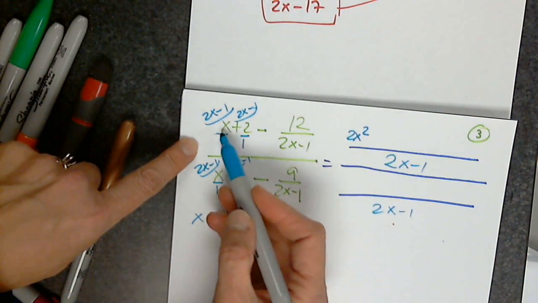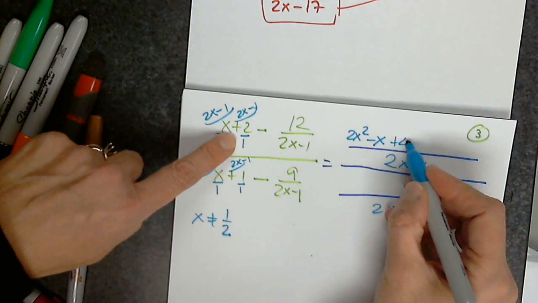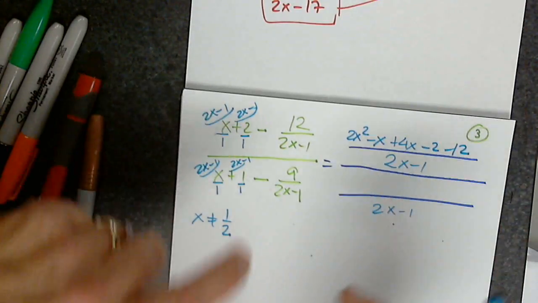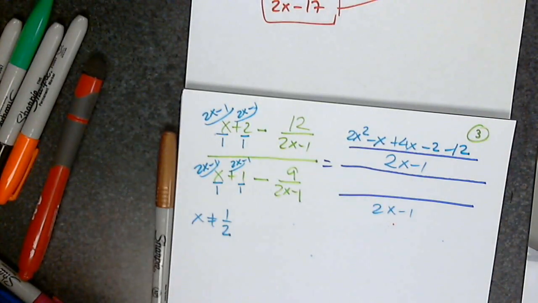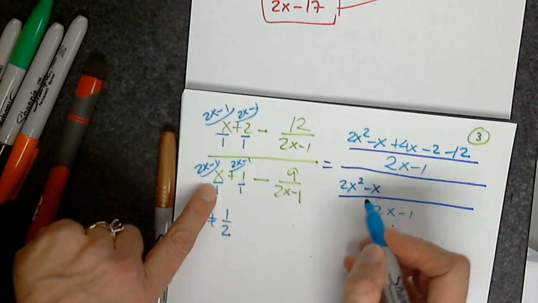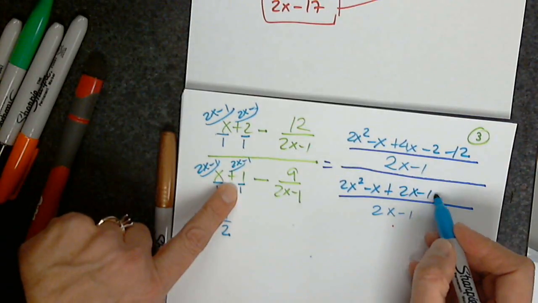X times 2x, minus 2x squared. X times negative 1, minus x. 2 times 2x, minus 4x. 2 times negative 1, minus 2. And minus 12. That's the top. Agreed? Yeah. Okay. Now, 2x squared minus x. 2x squared minus x plus 2x minus 1 and minus 9.